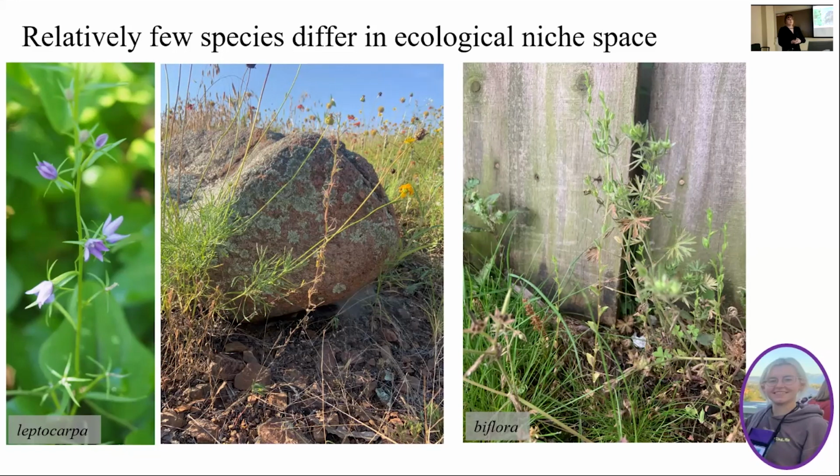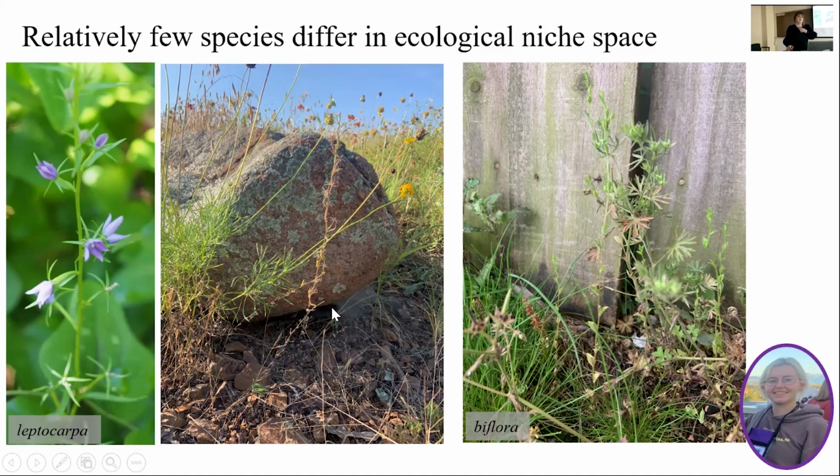And I found that relatively few species differed in niche space at this resolution. However, one that did come out as consistently different is Leptocarpa over here. And I tried to compare a Leptocarpa habitat to a traditional Perfoliata for most of the other species. And you can see they are kind of different.